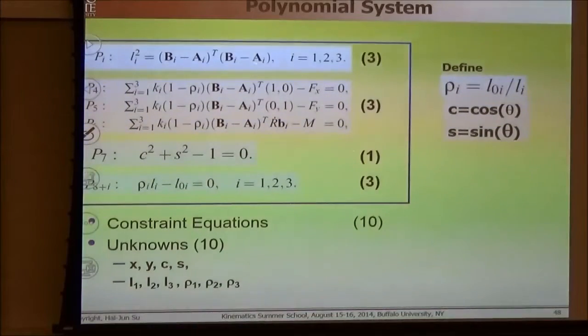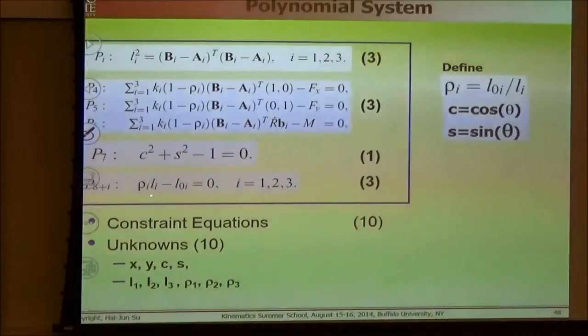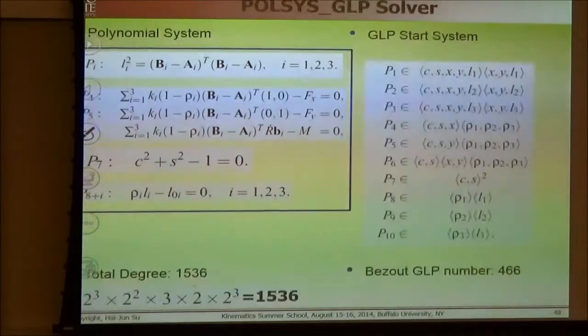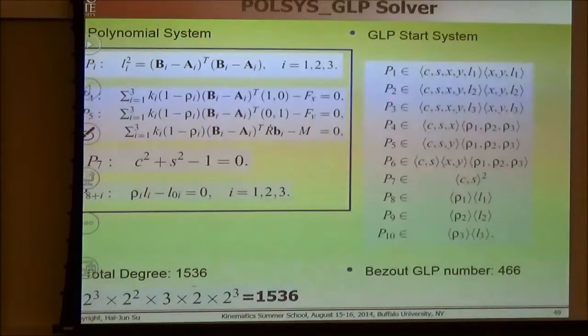So this is the polynomial system. It looks like you treat the sine and cosine as independent variables. You can define new variables, and so really you end up solving 10 constraint equations in 10 unknowns. Show this here.